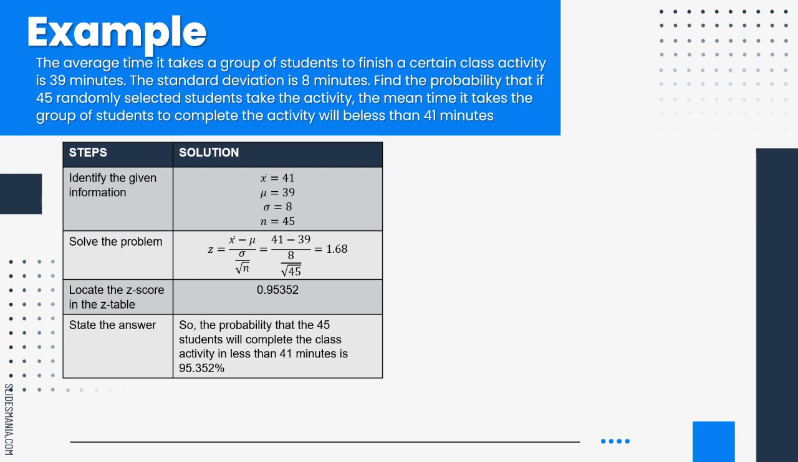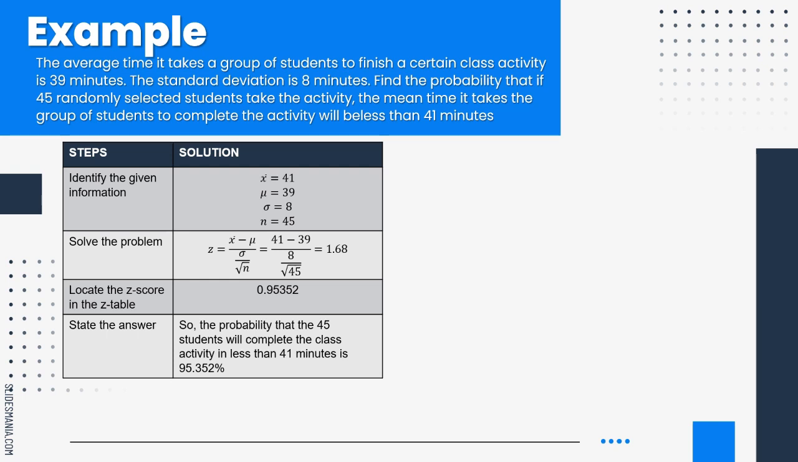Let's have an example. The average time it takes a group of students to finish a certain class activity is 39 minutes. The standard deviation is 8 minutes. Find the probability that, for 45 randomly selected students taking the activity, the mean time it takes the group of students to complete the activity will be less than 41 minutes.